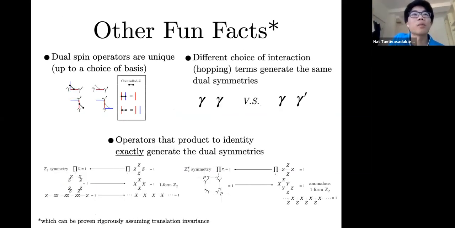Other fun facts that I am able to prove are that these dual spin operators are unique up to a choice of basis, and it doesn't matter whether I pick, as Kyle mentioned, gamma or gamma prime. It doesn't affect the duality. Also, whenever I have operators that product to the identity, they're always dual to some symmetry on the other side, and this correspondence is exact, as all the symmetries here will be generated inversely from some set of operators that product to identity.